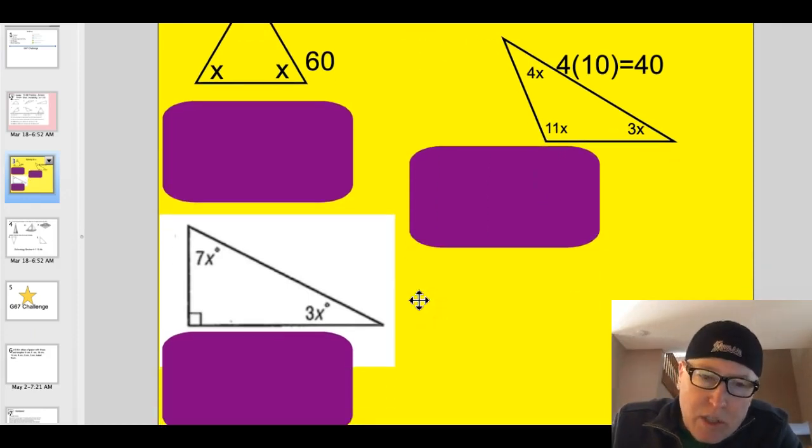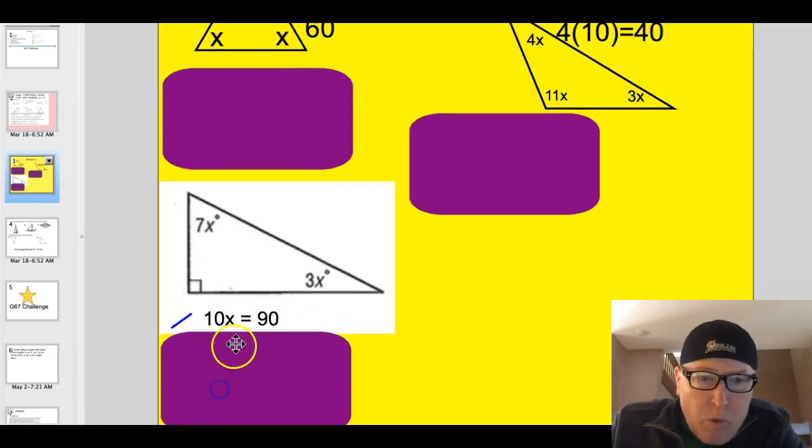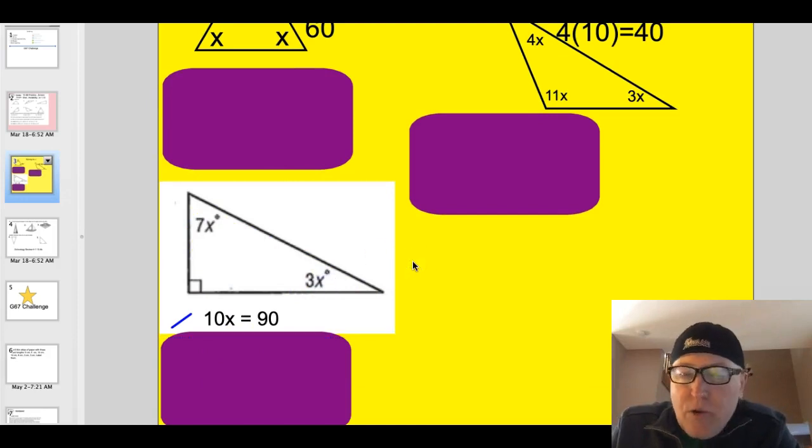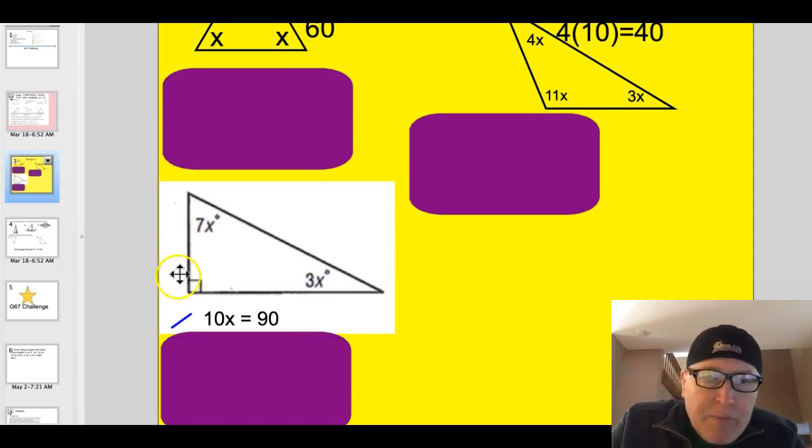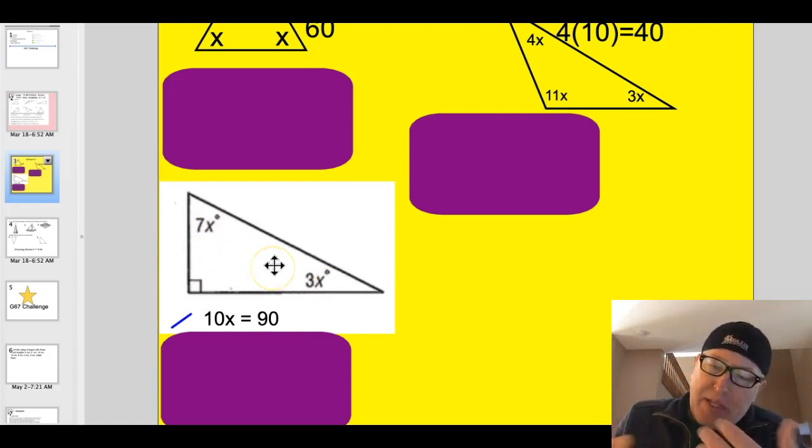This one here is a little more complicated. We've got just one missing measure here, but you could solve this a couple of different ways. I just said, well, we're going to say that these 10 x's together here equal 90 degrees. And you're going, why not 180 degrees? But we already have 90 here. So these two angles have to be the other 90 degrees.